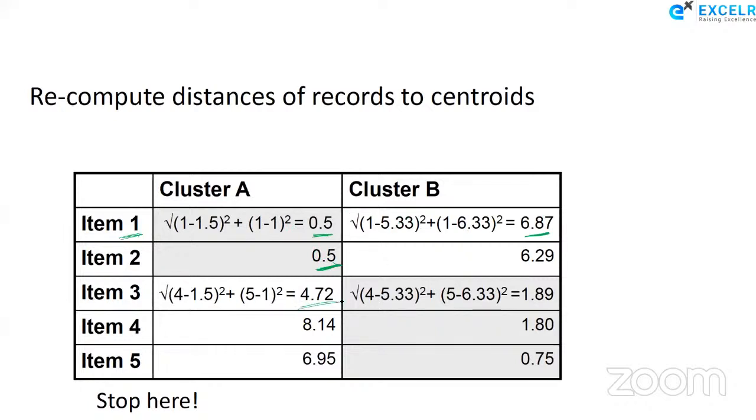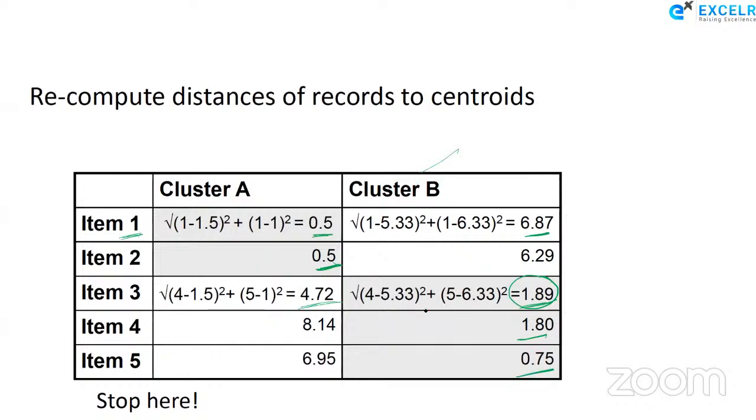Now the third data point, remember, we have moved it already to cluster B. So we calculate the distances, 1.89 and 4.72. And now we can see that clearly it is closer to cluster centroid B, and it is also part of cluster B. So we need not make the movement. Similarly, we do this for the fourth and fifth data points, and find that they are already a part of cluster B, where they should belong.